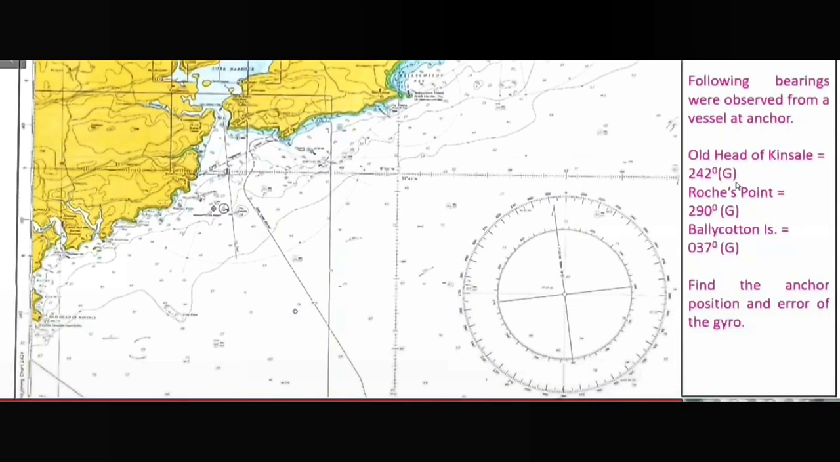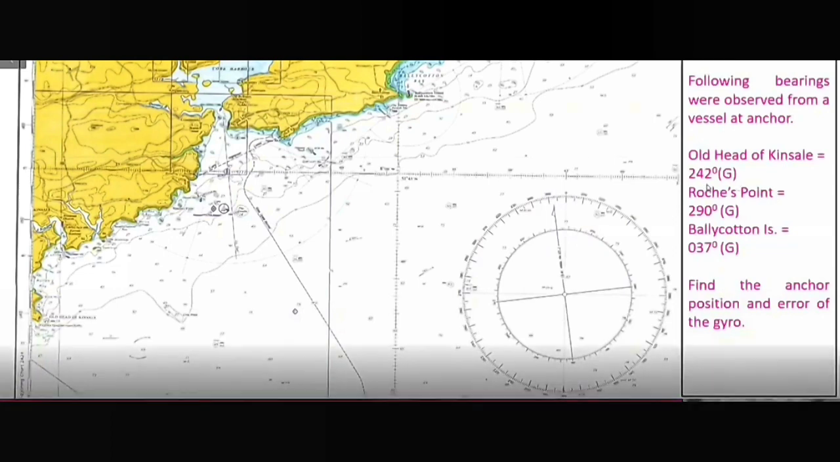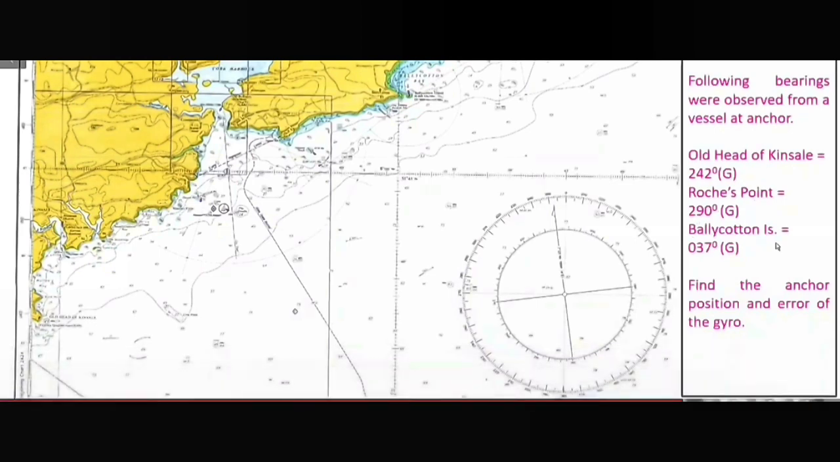So 048. Very good, beta. So this is the horizontal angle between Old Head of Kinsale and Roche's Point. Now also tell me what is the horizontal angle between Roche's Point and Ballycotton. 253. So 253. Everybody agrees? 107, sir. Very good.